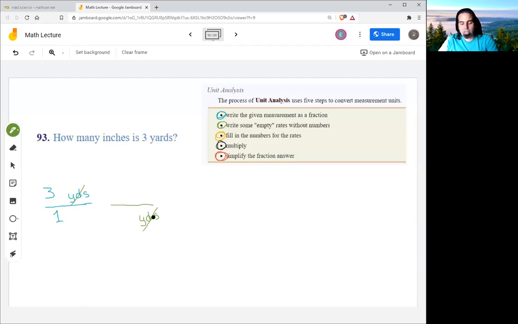Say that again. What conversion rate do we normally memorize in school? Something is a yard, or this many yards is a something. Feet. Yeah, what you've probably memorized is 3 feet is a yard. Okay, I'm not done yet. I have feet. Progress, but it asks for inches, so I need to keep fidgeting.